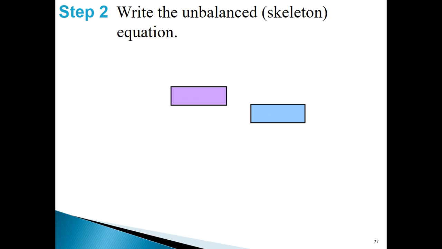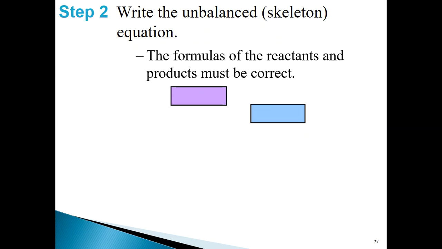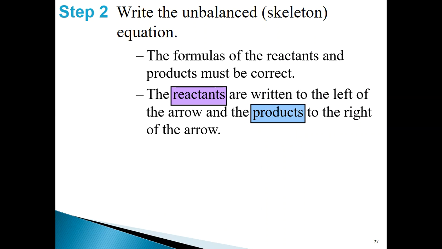The next step is where you write down an unbalanced equation. Basically, you're trying to determine what the formulas for the reactants and the products are. The reactants are written to the left of the arrow and the products are on the right of the arrow. For the reaction described in words, this would be the unbalanced equation. On the left, you have the formula for mercury(II) oxide, which is HgO. On the right, you have the formula for mercury, which is Hg, and the formula for oxygen, which, remember, exists in nature as a diatomic molecule, so it is O2.